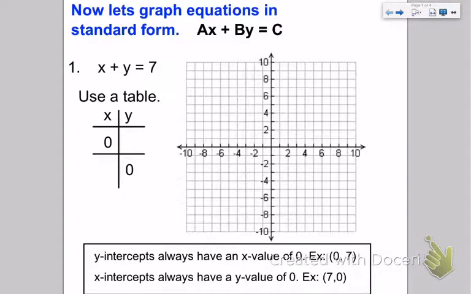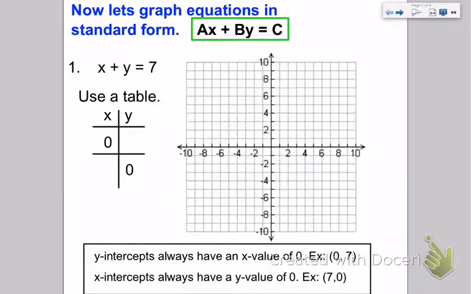This will be the video for Chapter 3, Topic 2, Graphing Equations in Standard Form. So just like we did in Topic 1, we're going to use a table to graph this. However, the equation looks a little bit different, and the setup is ax plus by equals c, where a, b, and c are just regular numbers, the coefficients of the x and y terms, and then the constant.